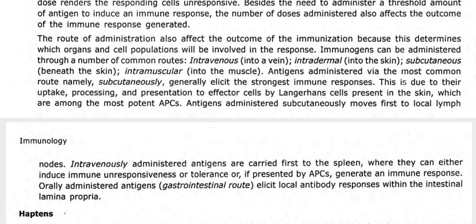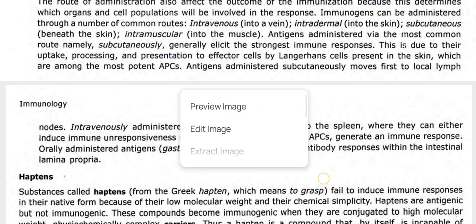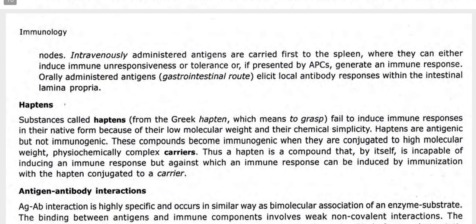Antigens administered via the most common route, namely subcutaneously, generally elicit the strongest immune response. This is due to their uptake, processing, and presentation to effector cells by Langerhans cells present in the skin, which are among the most potent APCs. Antigens administered subcutaneously move first to local lymph nodes, whereas intravenously administered antigens are carried first to the spleen, where they can either induce immune unresponsiveness or tolerance, and if presented by APCs, generate an immune response.